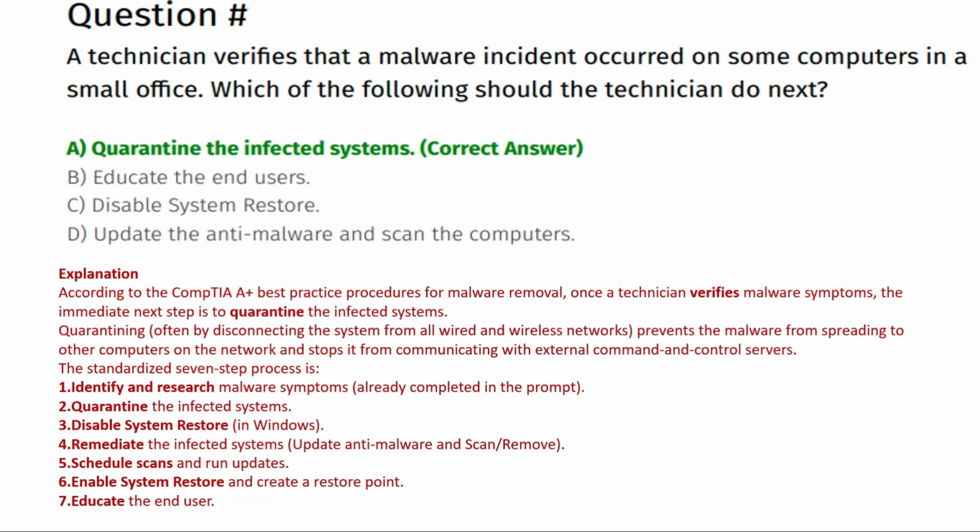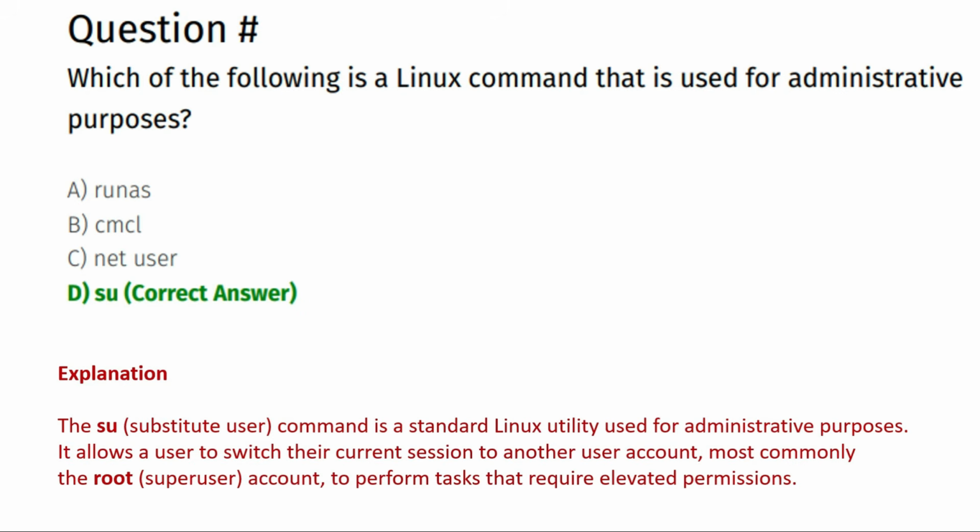The standardized 7-step process: step 1, identify and research malware symptoms, already completed in the prompt. Step 2 is quarantine the infected systems. Step 3, disable system restore in Windows. Step 4, remediate the infected systems, update anti-malware and scan, remove. Step 5, schedule scans and run updates. Step 6, enable system restore and create a restore point. And step 7, educate the end user. So that's why the correct answer for this question is option A, quarantine the infected systems. So let's move to the next question.